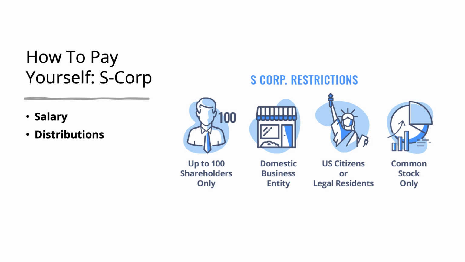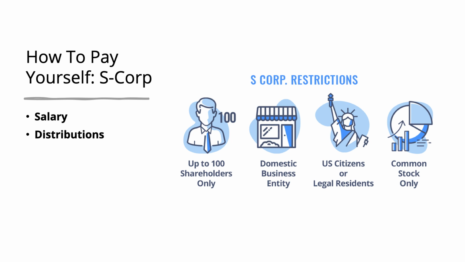Again, if you are an S corporation or if you're considering becoming an S corp, I recommend that you wait until you are making at least $40,000 to $50,000 a year. Now, there are certain S corp restrictions, so you can only have up to 100 shareholders. You have to be a domestic business entity. It has to be owned by a U.S. citizen or legal resident, and it's common stock only.